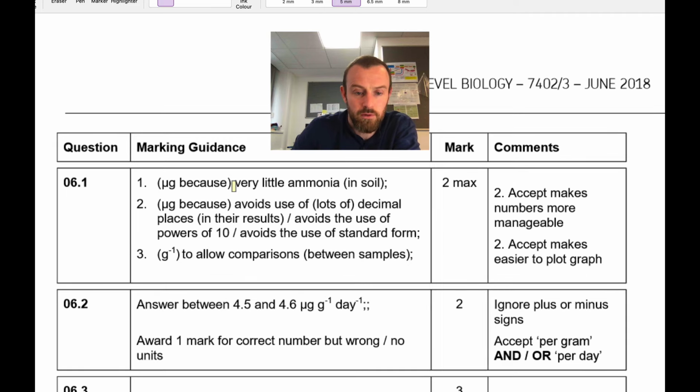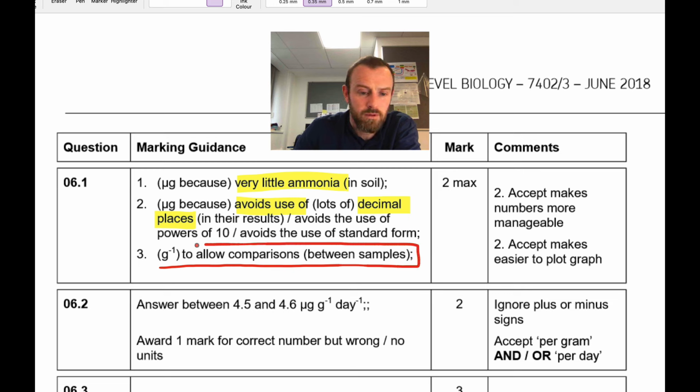Very little ammonia in soil. That's the micrograms. Or you could have said, okay, avoids use of lots of decimal places. If you're using grams of ammonia per gram of soil, it would be lots of decimal places. So this is a stock phrase to remember, to allow comparisons between samples. So maybe a standard form of question, why using this unit? Standard things to remember are to avoid lots of decimal places, or because there's little quantities, and to allow comparisons.